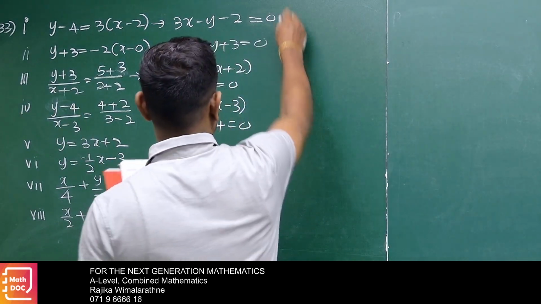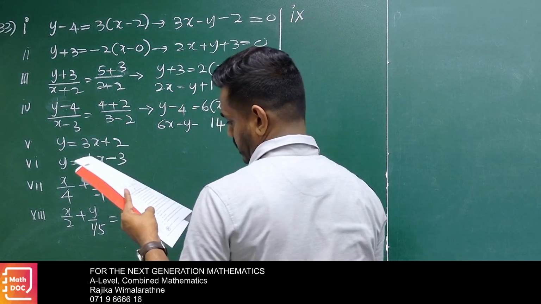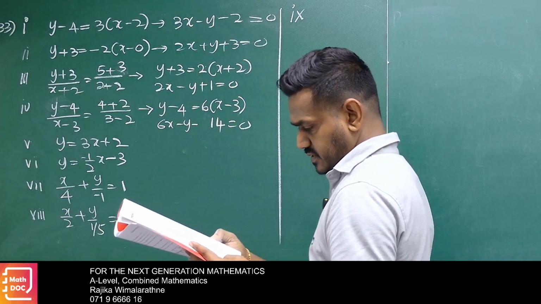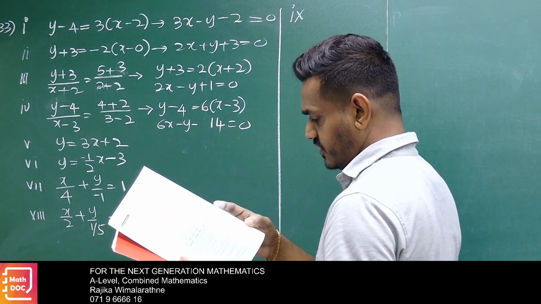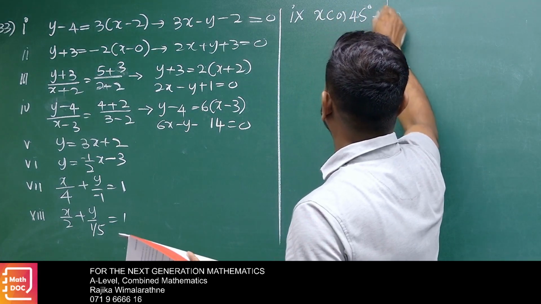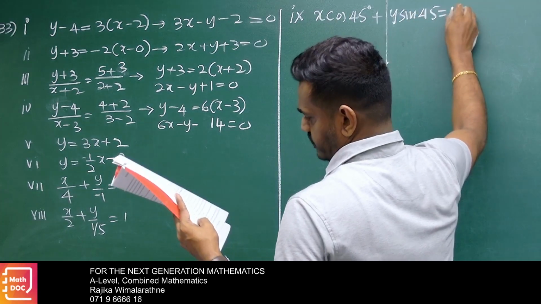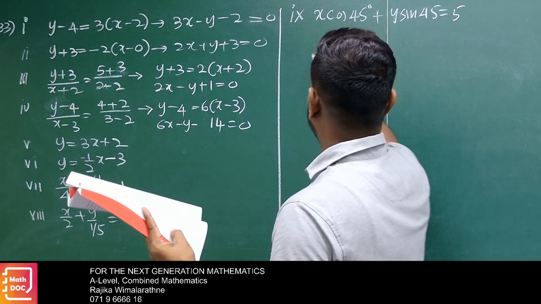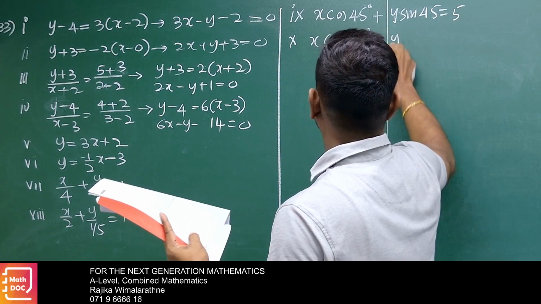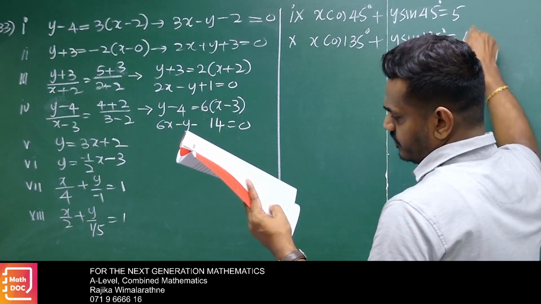Then the 9th one, perpendicular distance 5 units, angle 45: x cos 45 plus y sin 45 equals 5. 10: x cos 135 plus y sin 135. Later you simplify, yeah? Equal to 4.